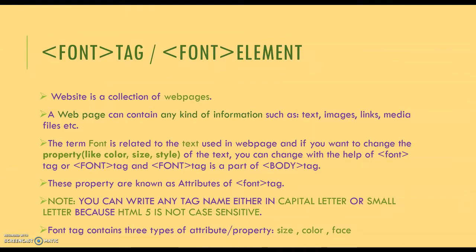As you know very well, a website is a collection of web pages, that we have already discussed. I have already given an example of a book also. Similarly, a book is a collection of similar pages, and a website is a collection of similar kinds of web pages. And a web page can contain any kind of information. It may be text, images, links like navigation links, media files, audio files, and video files.